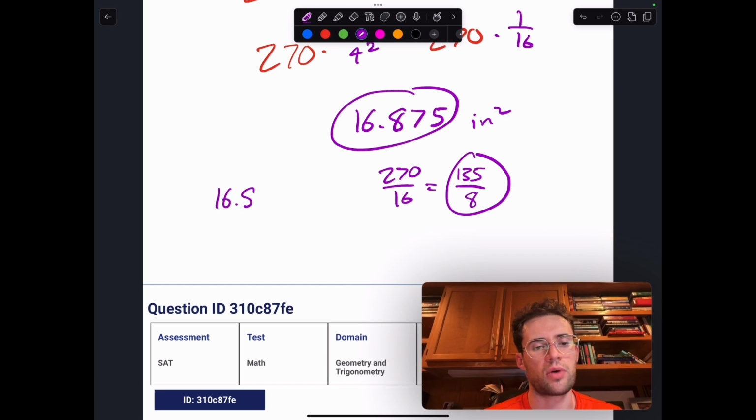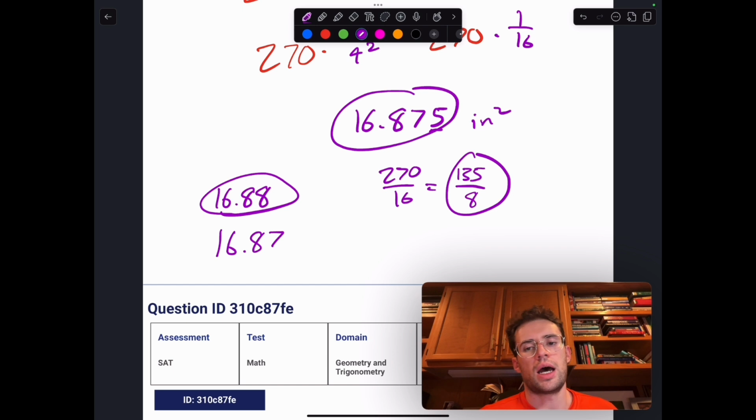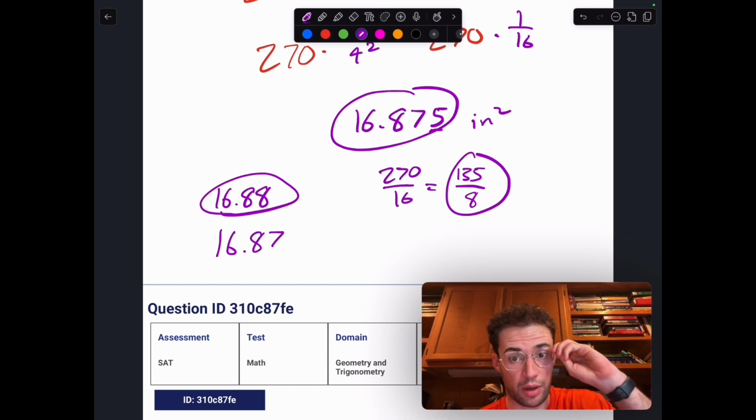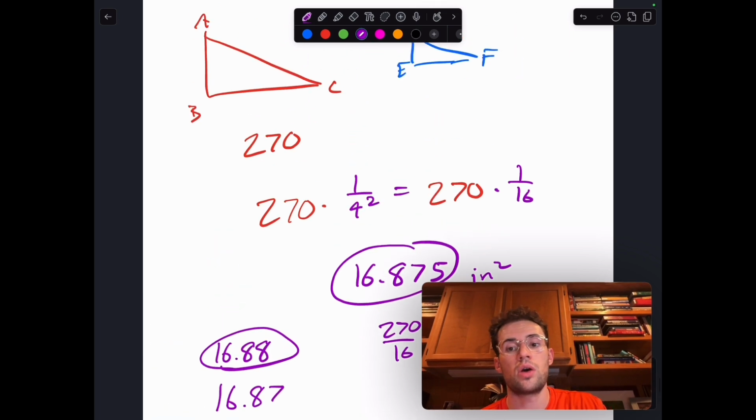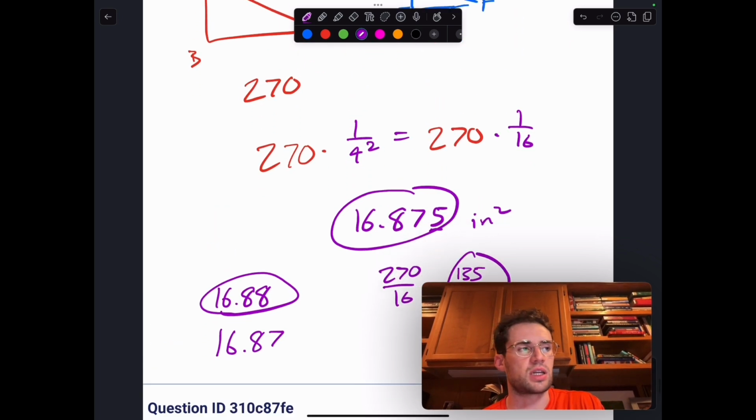What's interesting for the SAT is that normally you'd be taught if it's a 5, you round up, so you'd write 16.88. But they will also let you round down if it's exactly a 5, so they would accept either of these answers. I'd write it like that. But if you don't feel comfortable rounding, just convert it to a fraction. Some calculators will do that anyway, if you put the mode into fraction mode, or just write 270 divided by 16 and simplify that.